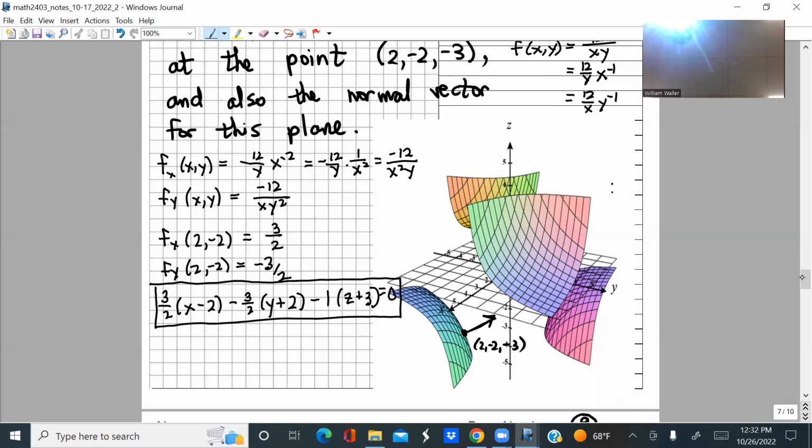That's so easy to write down because the normal vector for your surface is the same as the normal vector for the tangent plane, and you can read that right off the formula for the plane. So that normal vector is going to be 3/2 i minus 3/2 j, and then minus k. You always end up with minus k in these normal vector tangent plane problems.